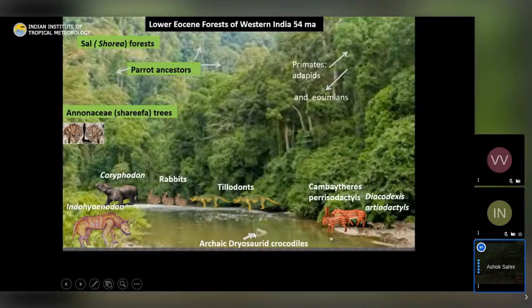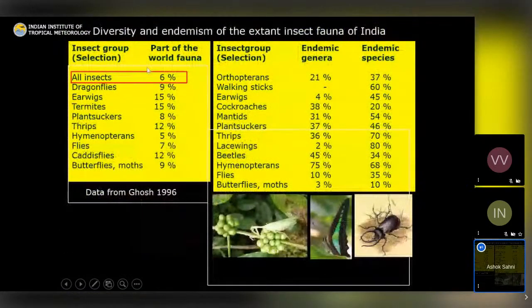And in the rivers and in the lakes, you had crocodiles, very different crocodile than you find today, and several types of fish. So this was what India looked like when it was an island drifting towards Asia. Very different from Madagascar, very different from Australia.